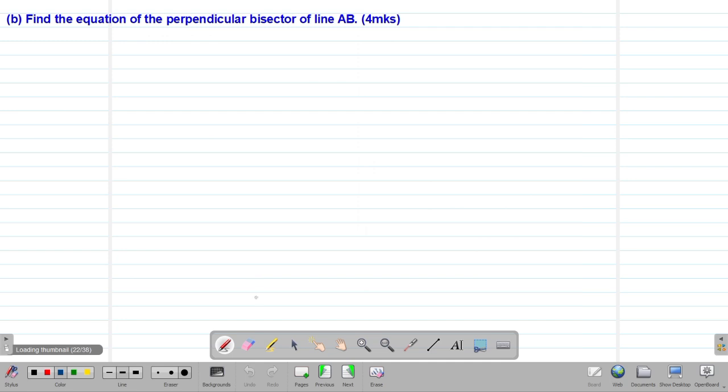Then we'll move to part B of the question, where you are told to find the equation of the perpendicular bisector of the line AB. Now I'm going to sketch the line AB. If this is my line AB, we were already given the coordinates of point A.